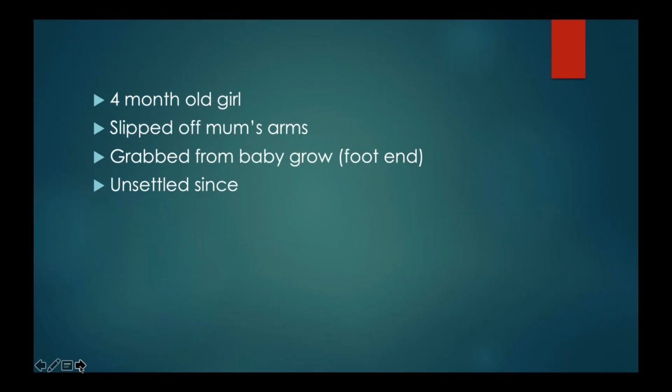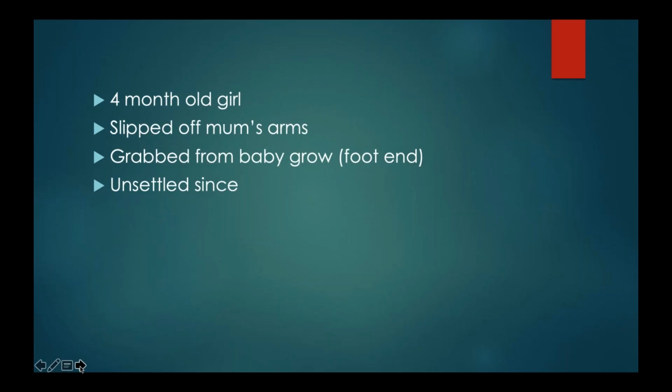But what if, and this is another real case that I had, what if it's a 4-month-old baby girl? So what happened? Mum was holding the baby. She had another toddler that was crying for her attention. She bent forwards to lift the toddler. I don't know why you would try to lift 2 young children at the same time, and the baby toppled and slipped off her arms. And she panicked and managed to grab her from the end of the bathing gown, from the foot end. So she didn't really hit the ground somehow.